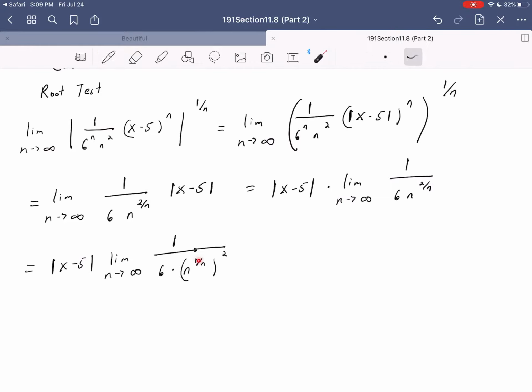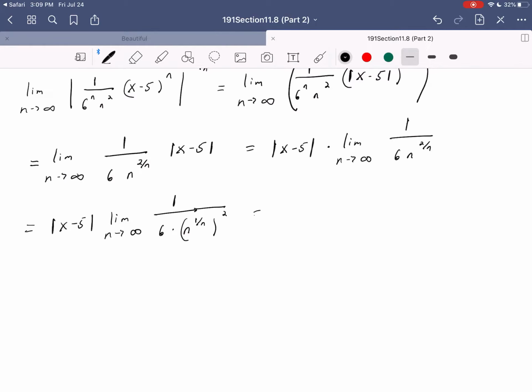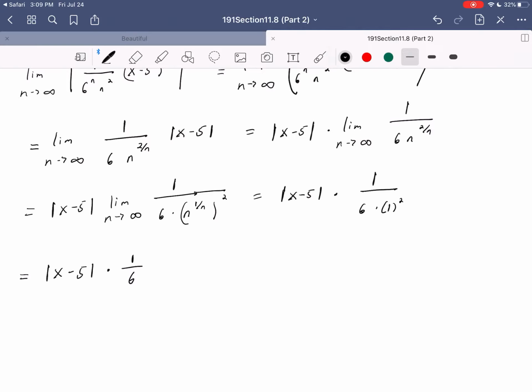Because obviously 1 over n times 2 gives us that 2 over n. Power to a power, we always multiply. Now we're comfortable in saying that that is |x minus 5| times 1 over 6 times 1 squared. And it looks like we get absolute value of x minus 5 times 1 over 6. Okay, so that was performing the limit computation necessary for the root test.